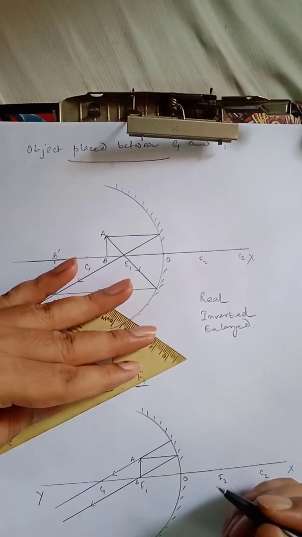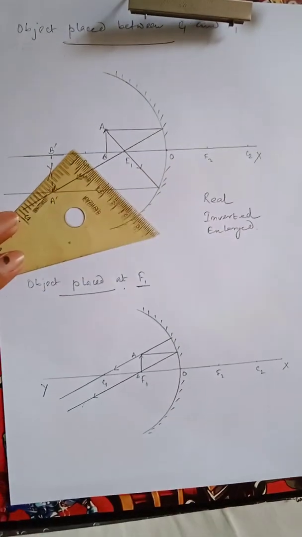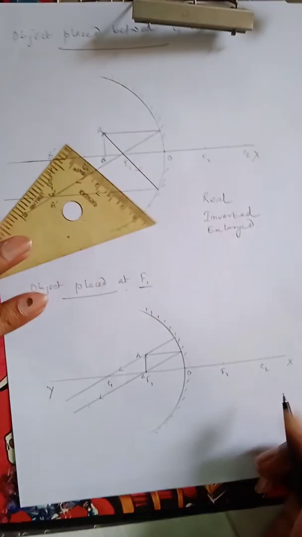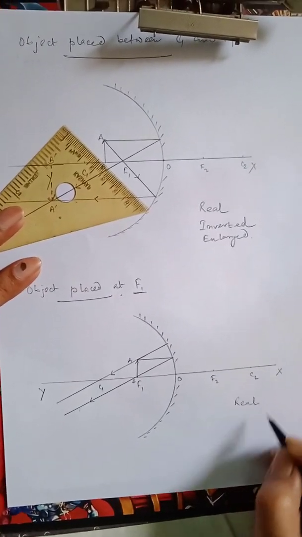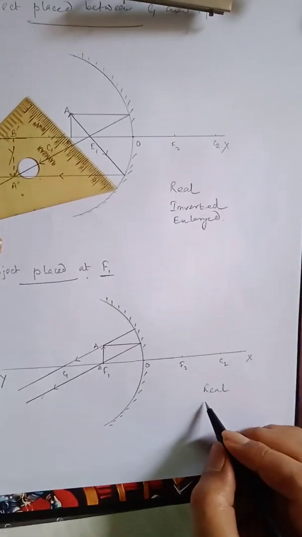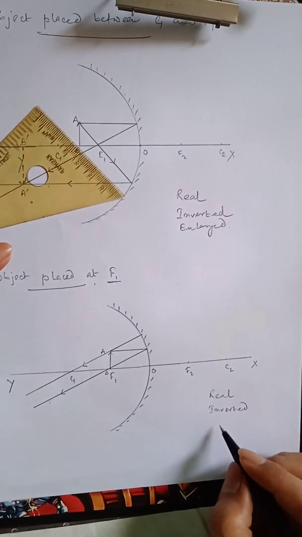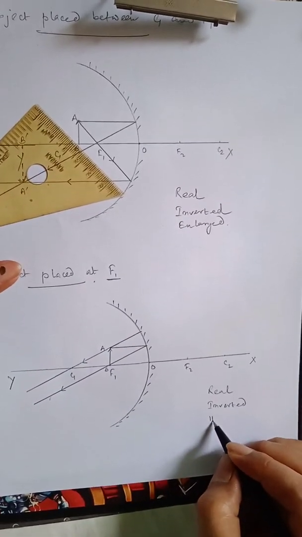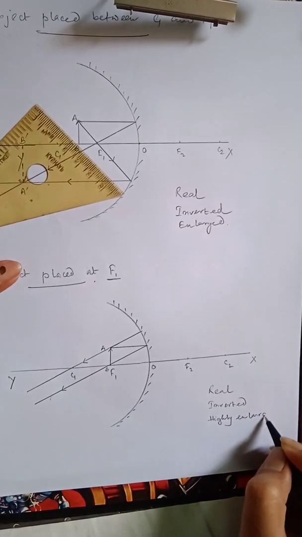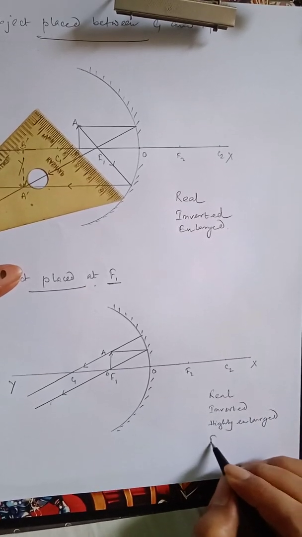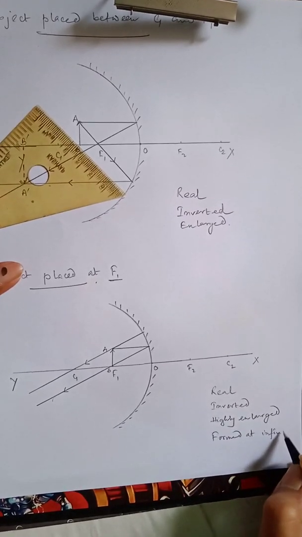So this is another ray, and you can see that since the rays are parallel, of course the object's corresponding image will form at infinity. So the image will be real and of course inverted, but highly enlarged, and will be formed at infinity.